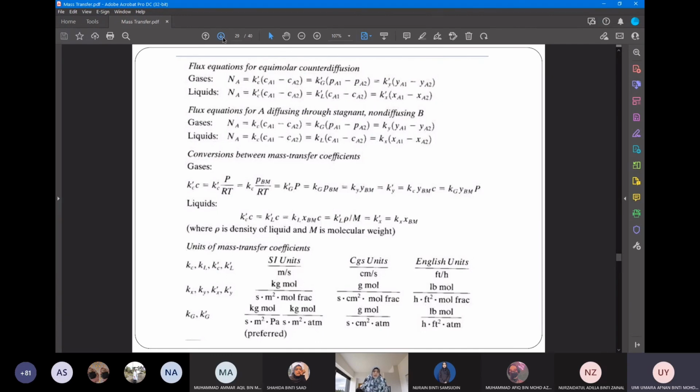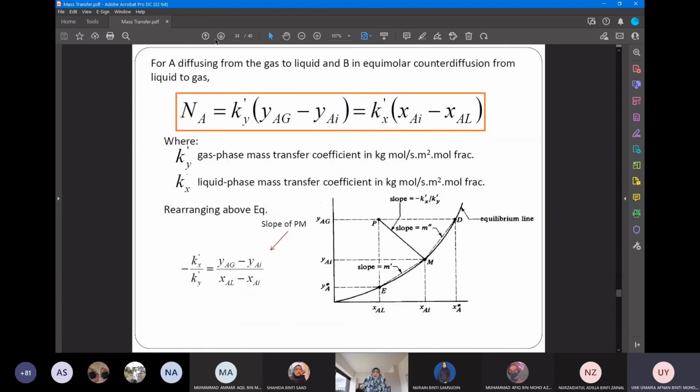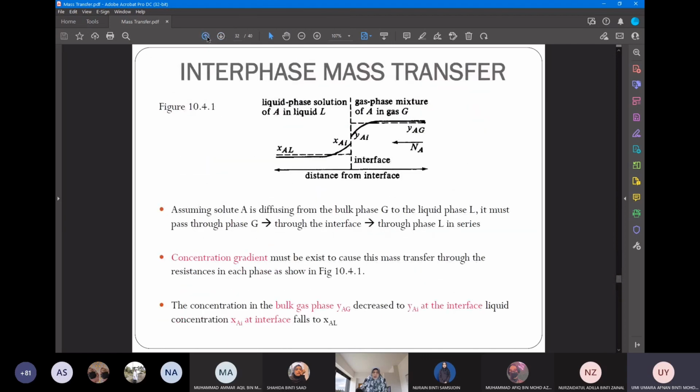So that's all for this chapter. Nothing else. And this one is very important: interface mass transfer. I'll give you the video, so you can watch the video and understand further.